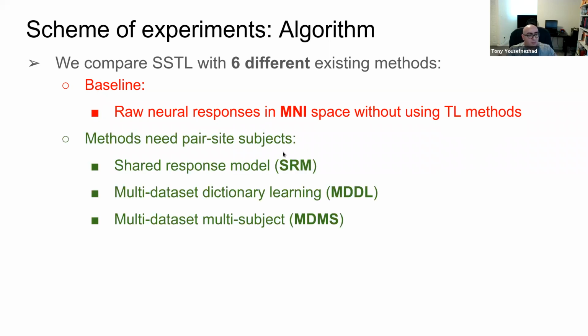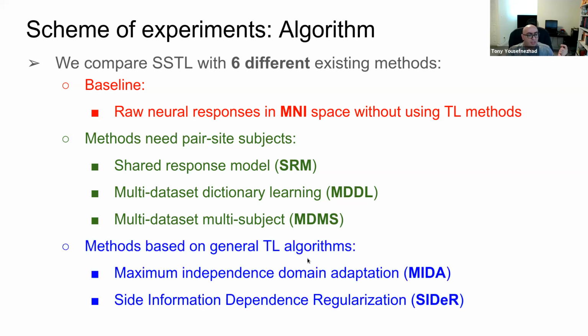We compare our method with SRM, MDDL, and MDMS. These are transfer learning methods that need per-site subjects, so some subjects must be shared between sites to apply this kind of method. We also have 2 other transfer learning algorithms. They are generalized transfer learning like ours, but they are not multi-view; they are not using the idea of functional alignment. So we have these 2 also for doing the transfer learning, and we compare our method with these 6.